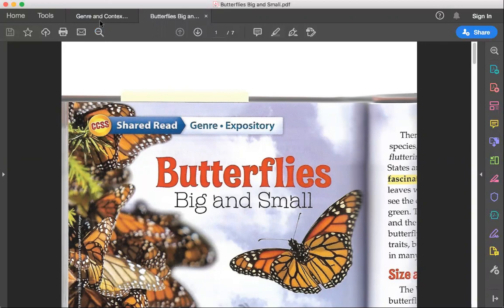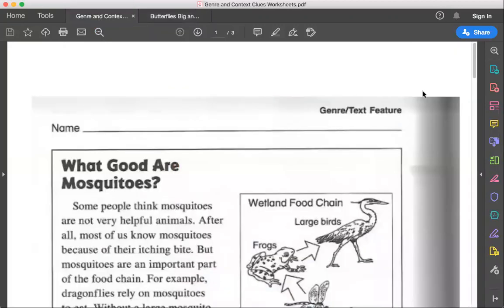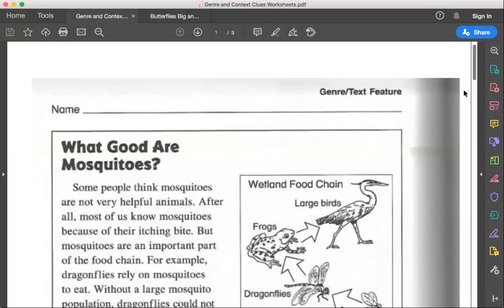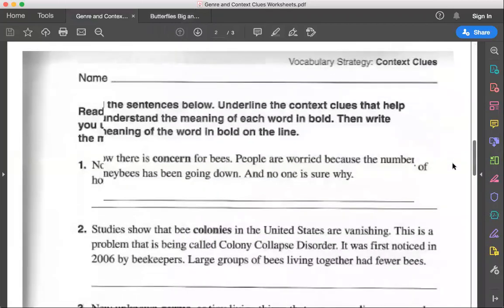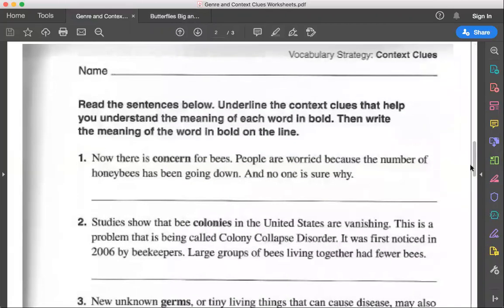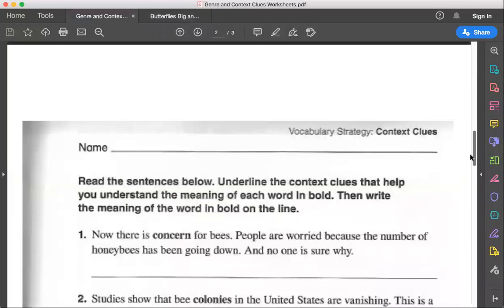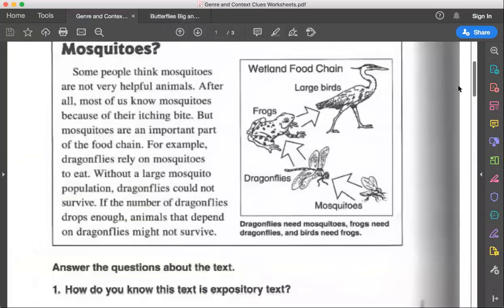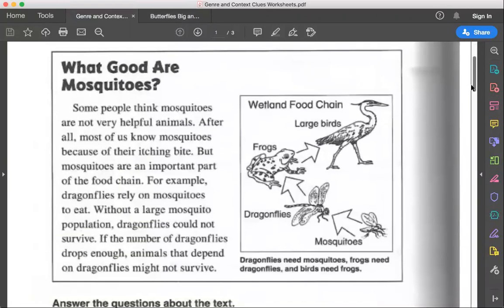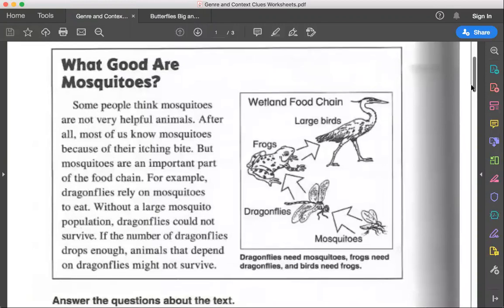Okay, at this time, we are going to go over the genre and the context clues worksheets. If you don't have these open at this time, please pause this video and make sure that you open these worksheets because we are going to go over them together right now.